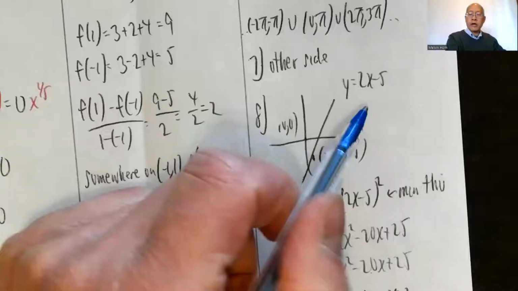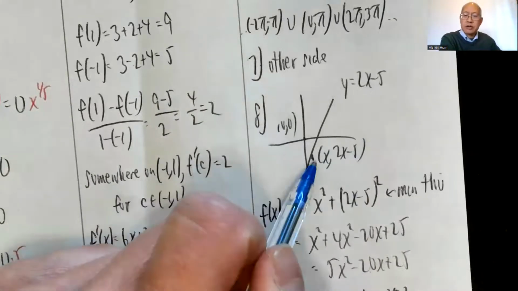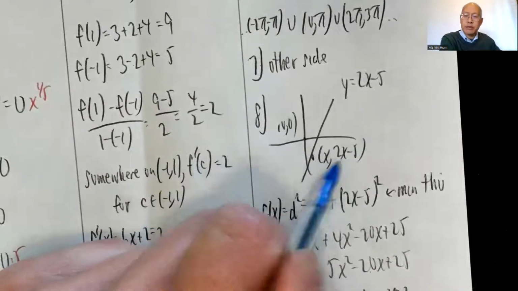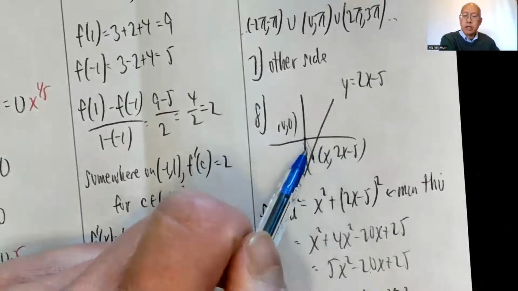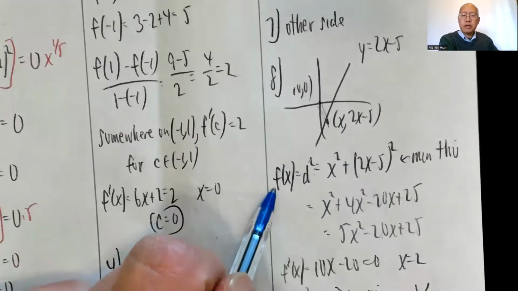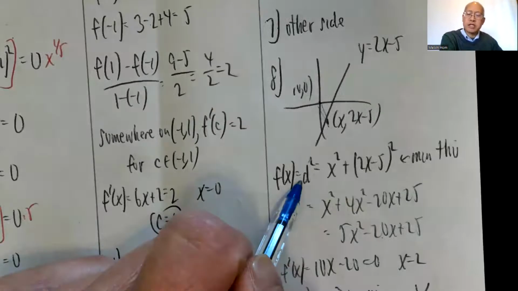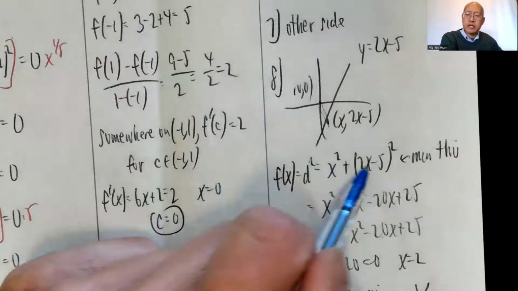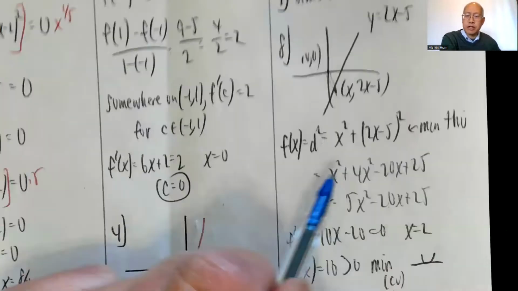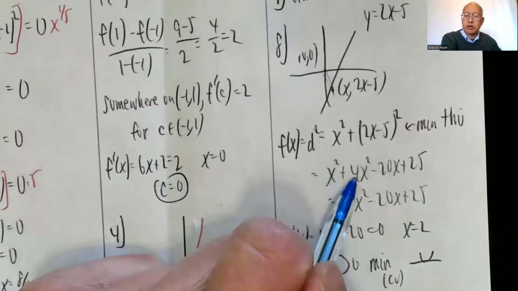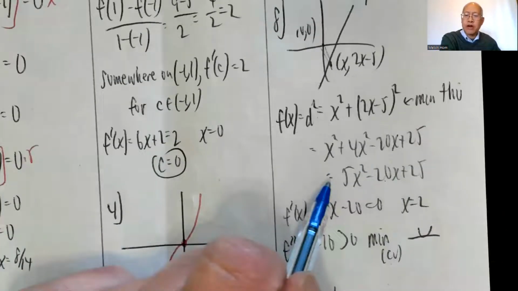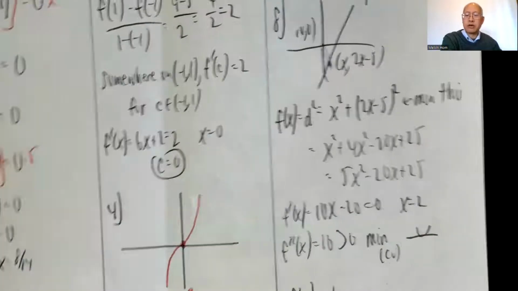Number 8, y equals 2x minus 5. Here's (x, y), (x, 2x minus 5). Here's the origin. Use the distance formula. f of x is the square of the distance, x squared plus y squared, and I want to minimize this quantity. So that's x squared plus 4x squared minus 20x plus 25, or 5x squared minus 20x plus 25.